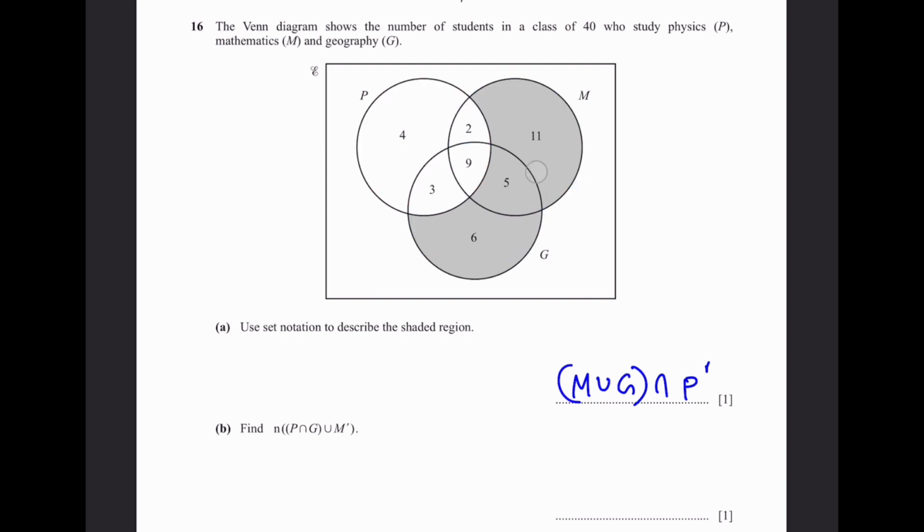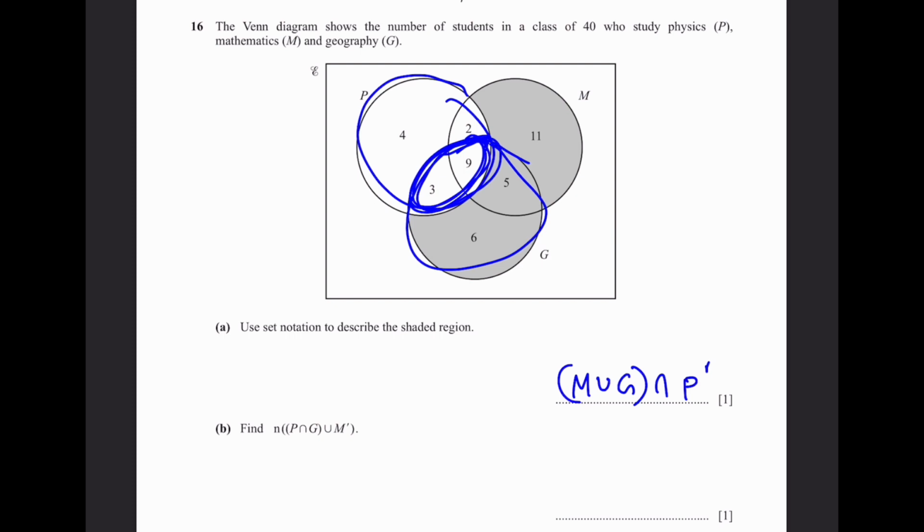B. Find n of (P intersection G) union M prime, which means the number of elements. I'll erase these markings for clarity. Now, P intersection G. So this is set P and this is set G. Now the intersection is this part over here, which has 3 and 9 because it's inside both set P and G.